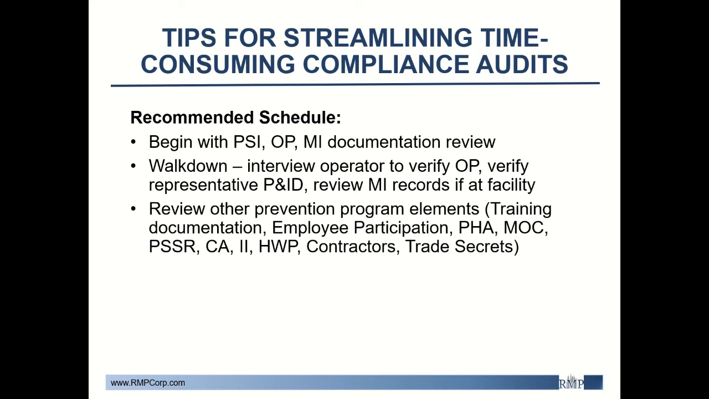mechanical integrity documentation review. Then you want to walk down with an operator to verify if the P&IDs are accurate as well as the operating procedures are accurate. Then you want to review the maintenance integrity records at the facility. Then you want to review all the other prevention program elements, including training documentation, employee participation, the PHAs, the MOCs, the pre-startup safety review, the compliance, the incident investigations, the hot work permits, the contractors, and the trade secrets.